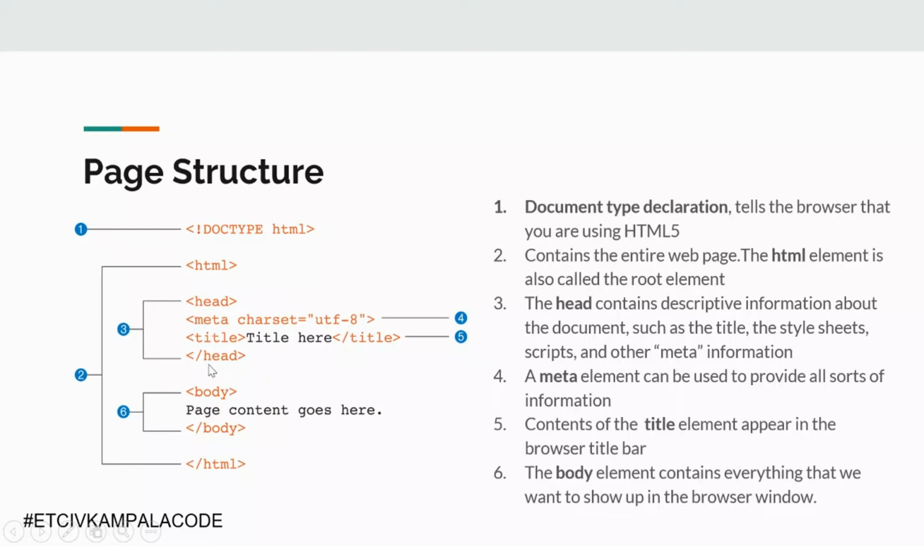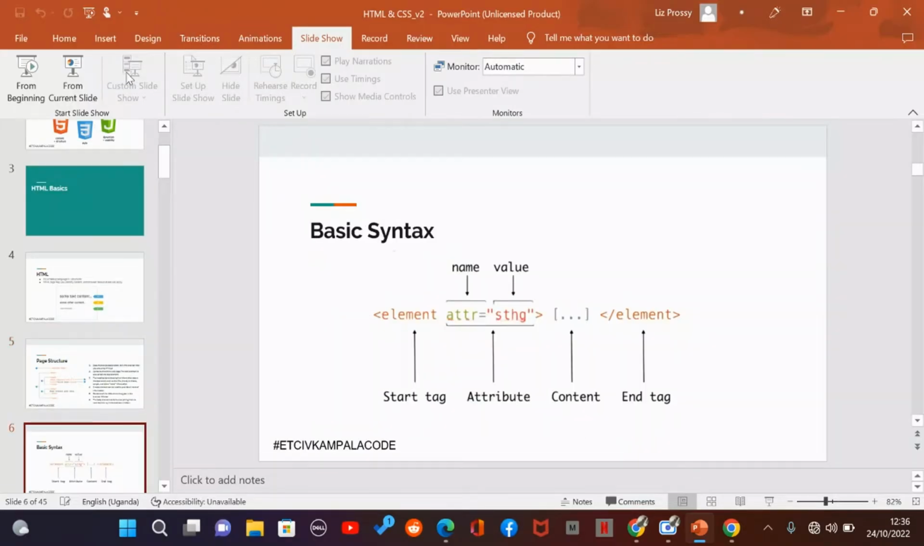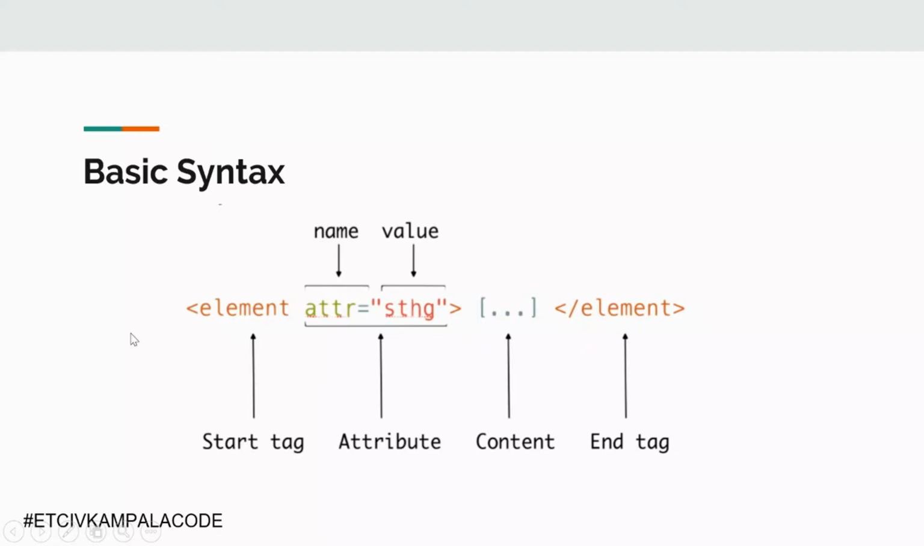And then we are going to look at the second part, which is the body. As you can see, each and everything that is going to display on your website is going to be inside the body tag. So how exactly do we write an HTML tag? These are called elements.